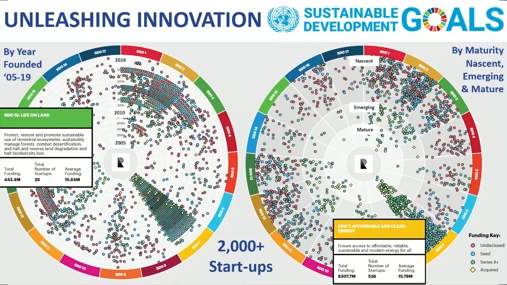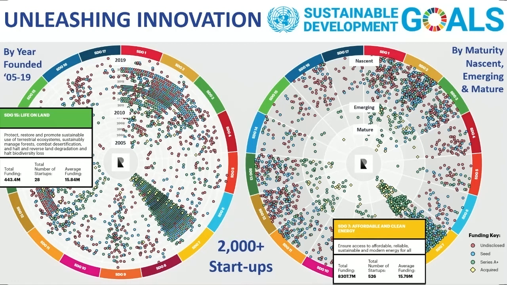Now, the wheel on the left is by year founded, from 2005 to 2019. And the wheel on the right is really about maturity. So starting off with nascent, emerging, and mature organizations against each SDG. What's of interest here is that you will see quite a bit of crowding, particularly in the yellow SDG 7, affordable and clean energy. But by the same token, you also see some gaps in some of the other SDGs, which represents an opportunity.